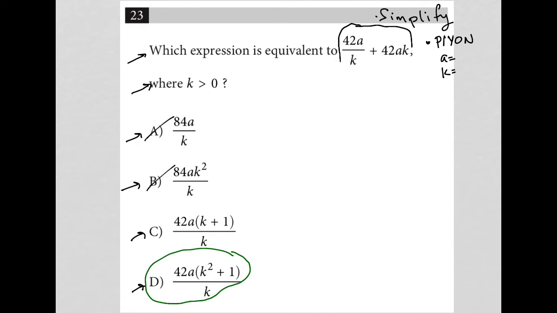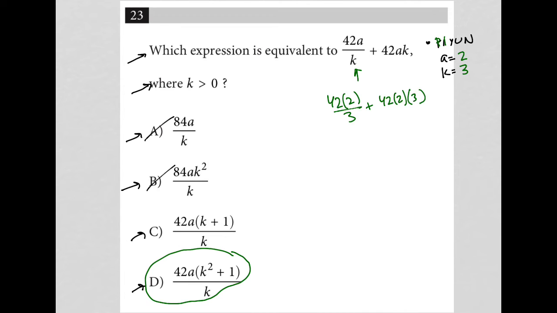All right. So again, I notice I can use plug in your own number because I have variables in both the question and answers. So I'm going to say, as I usually do, I like to keep these small. I'm going to say a is 2 and k is 3. And if I need to change that to make this a nicer fraction here, I will. So if I have 42 times 2 over 3 plus 42 times 2 times 3, 42 times 2 is 84. 84 divided by 3 is 28. So this goes to 28.